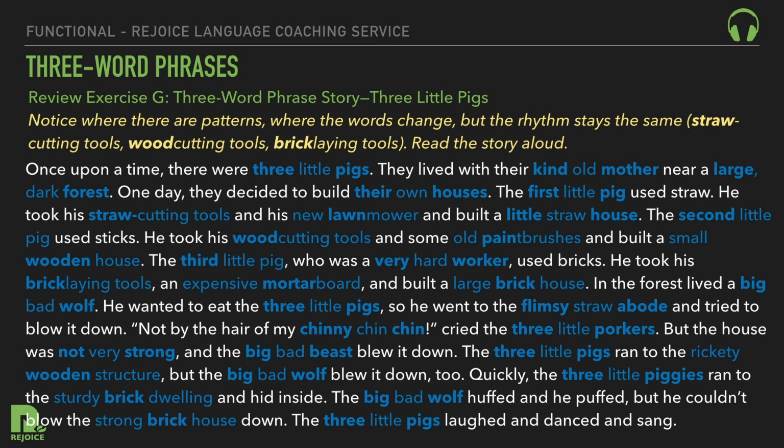In the forest lived a big bad wolf. He wanted to eat the 3 little pigs, so he went to the flimsy straw abode and tried to blow it down. "Not by the hair of my chinny chin chin," cried the 3 little porkers. But the house was not very strong, and the big bad beast blew it down. The 3 little pigs ran to the rickety wooden structure. But the big bad wolf blew it down too.